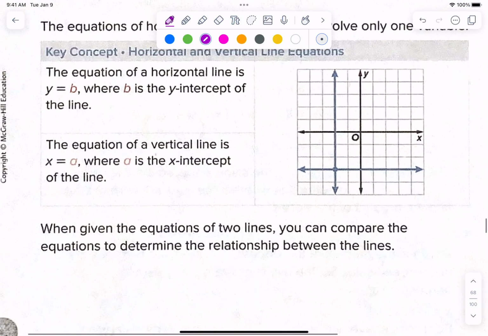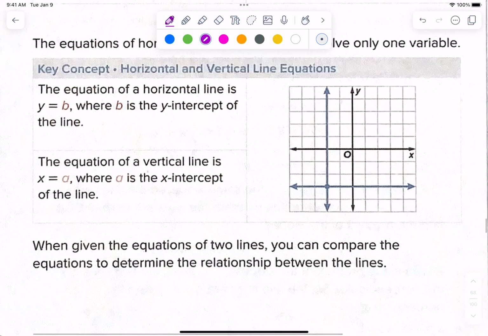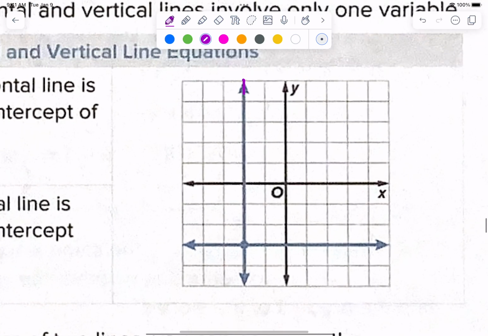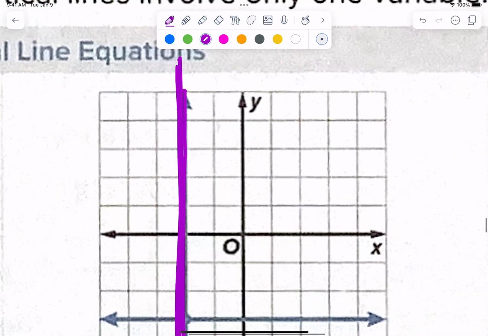In addition to those, sometimes you'll see horizontal and vertical lines. This one is a vertical line. You see it right here in purple? What's the equation of that vertical line? X equals -2. It's x equals -2.